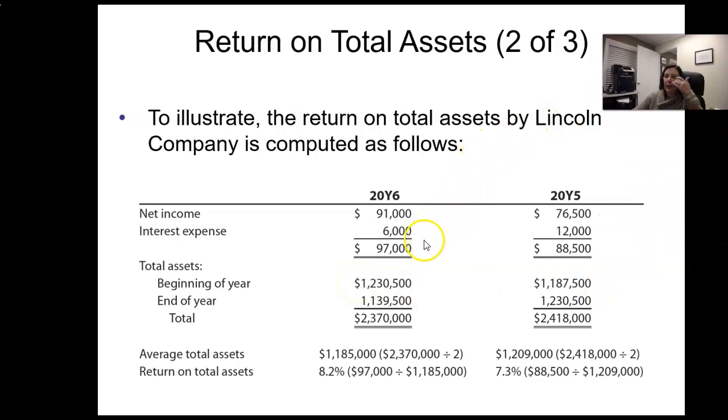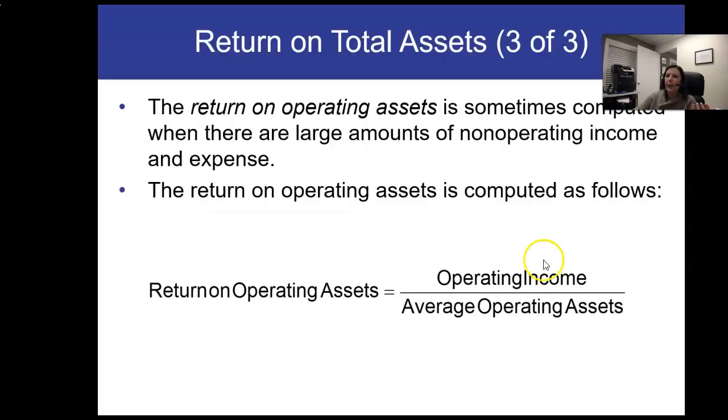So we're back here to the Lincoln Company, and we've got a 7.3% return improved to an 8.2% return on assets. So we are doing better in year 2 on getting a return on our total assets.